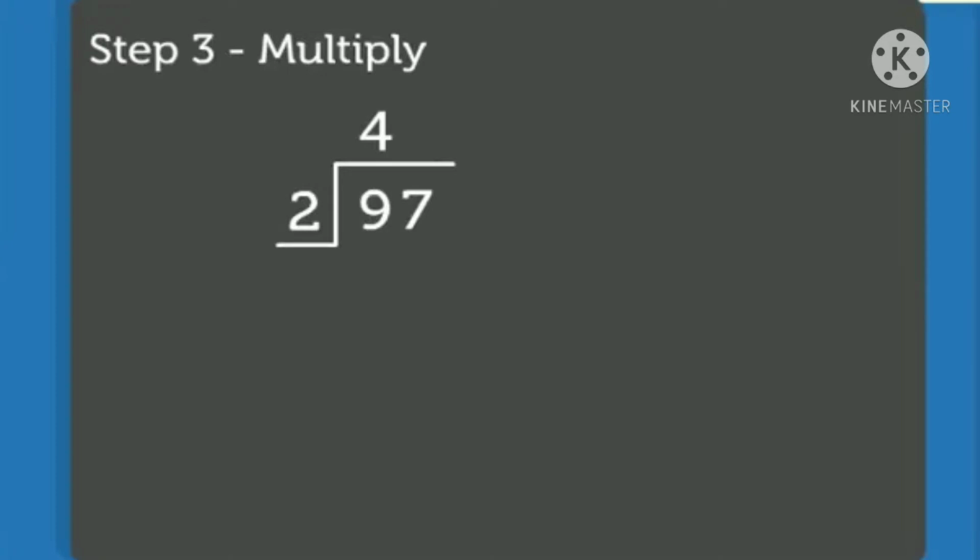Step 3 is to multiply 4 by 2. As we know, 4 into 2 is equal to 8. We write the number 8 in the tens column under 9. Step 4 is to subtract 8 from 9, which is equal to 1. We write this 1 in the tens column.